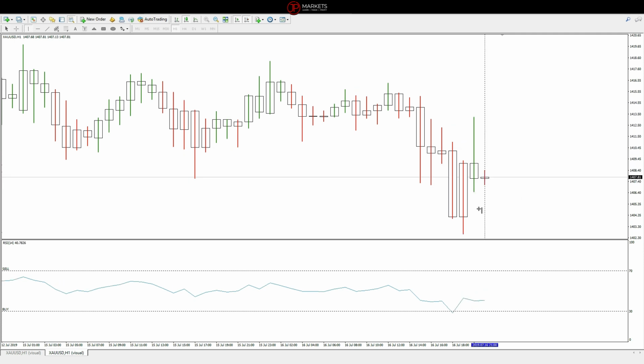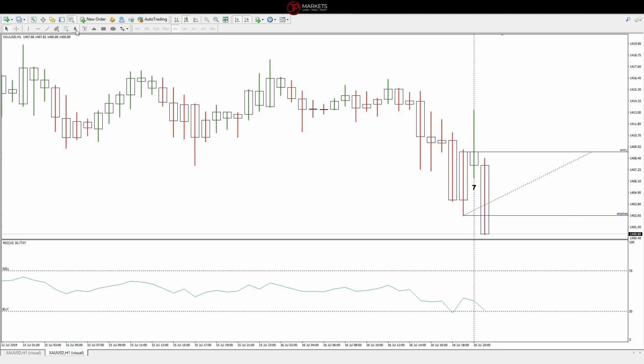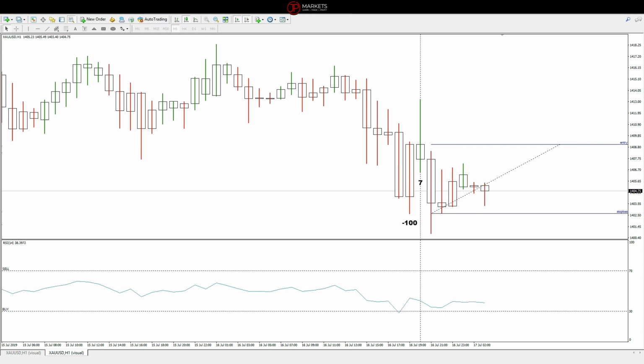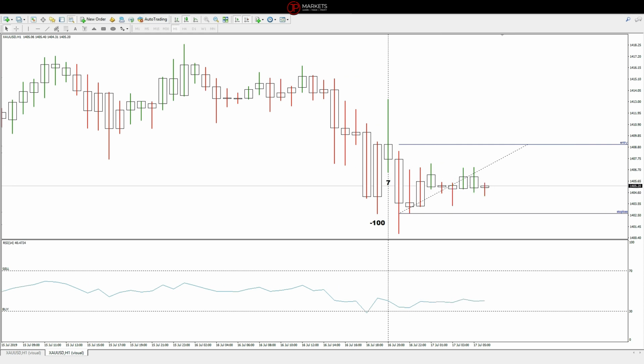Trade number 7 coming up. There we go, risking another 100 and losing it. So we just lost $100 on trade number 7. Looking for trade number 8 around the same areas where we took trade number 7.